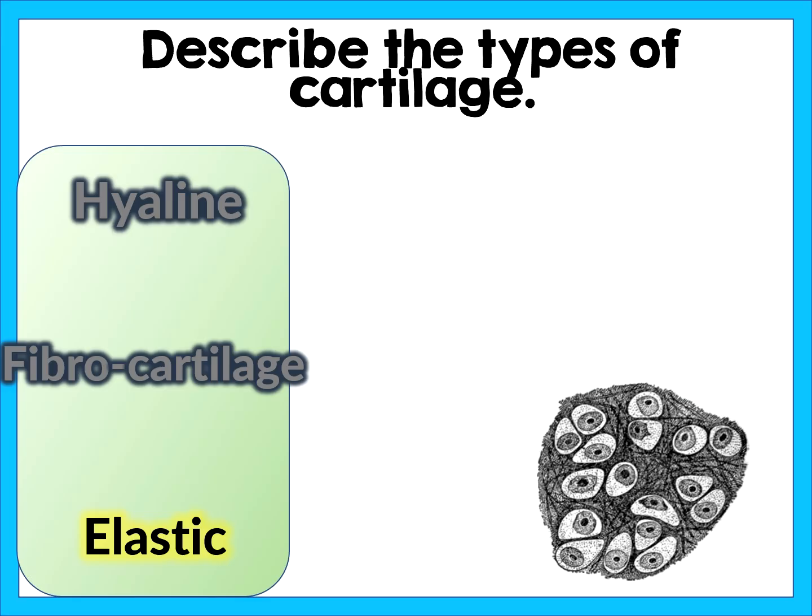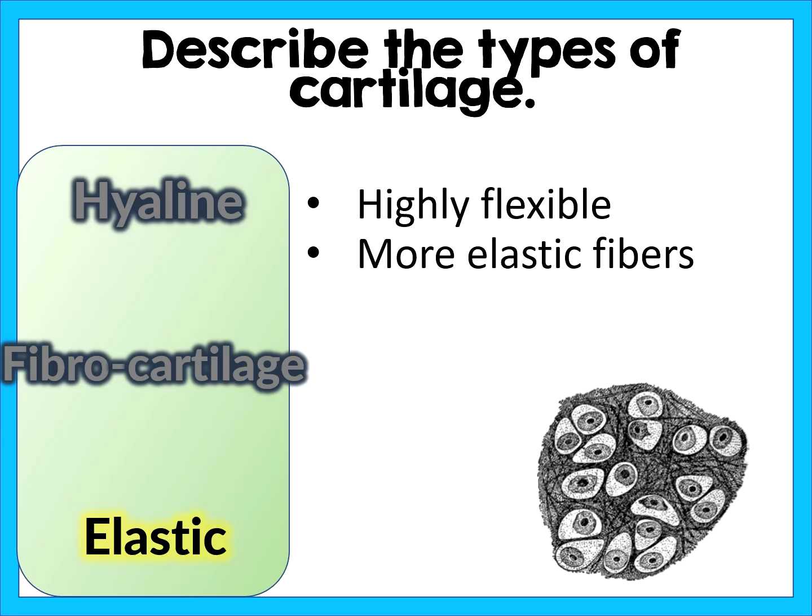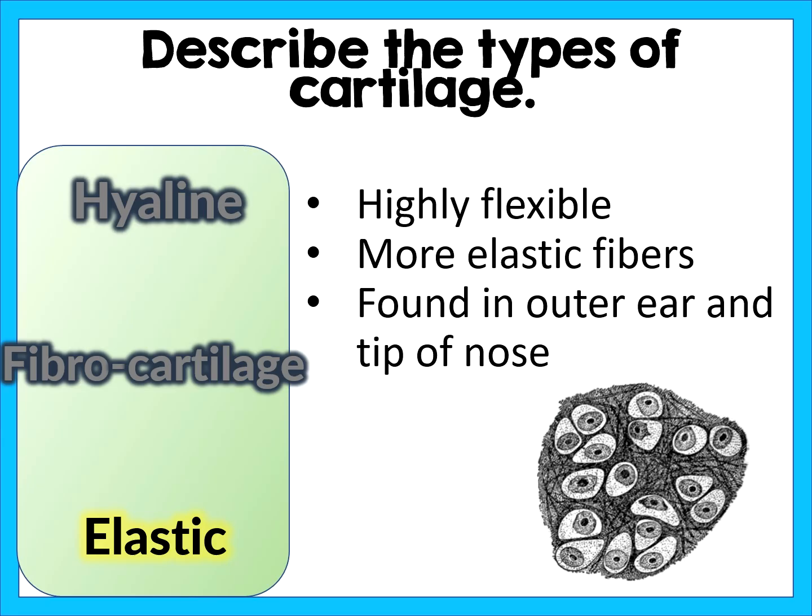Then we've got elastic cartilage. This is highly flexible because it's got more elastic fibers. So if you think about the places on our body where there's a lot of flexibility, like the outer part of our ear or even the very tip of your nose, that's because of these elastic fibers that are in the cartilage.